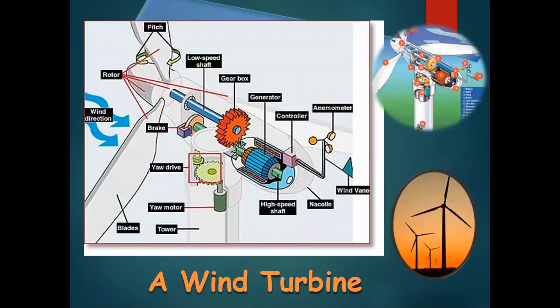So this is a schematic of a wind turbine. As I mentioned, there are the blades. This is the rotor that will spin a low speed shaft, which is connected to a gear ratio that will increase the angular speed of the shaft that is connected to the generator, and therefore increasing the angular speed, which will increase the power output, or the electricity output, produced by the generator.